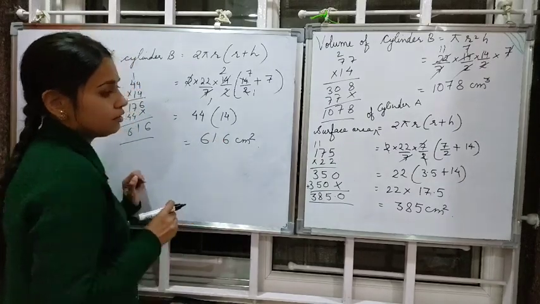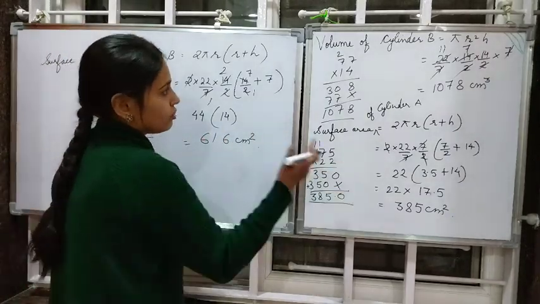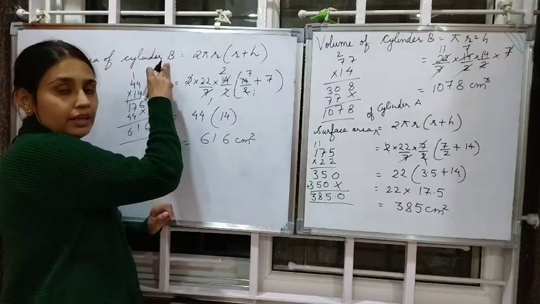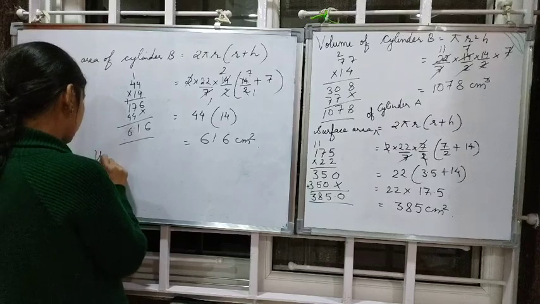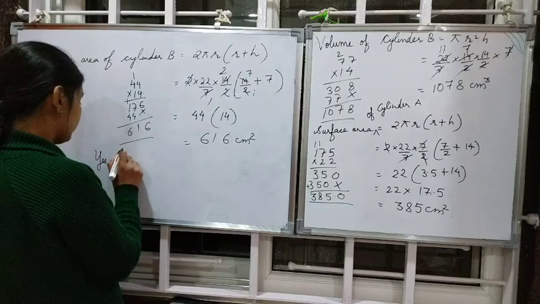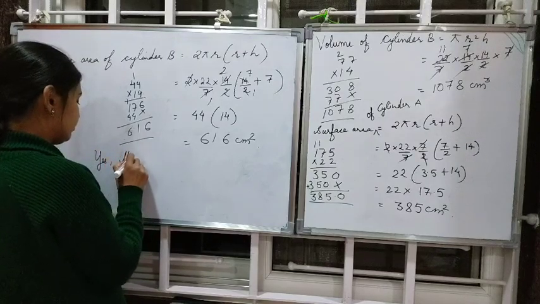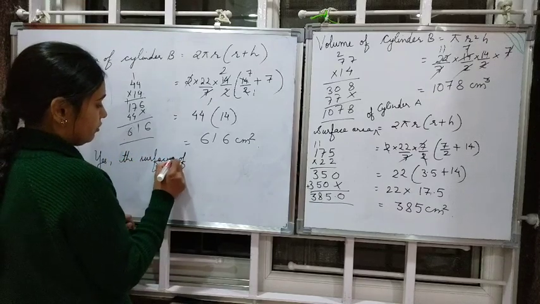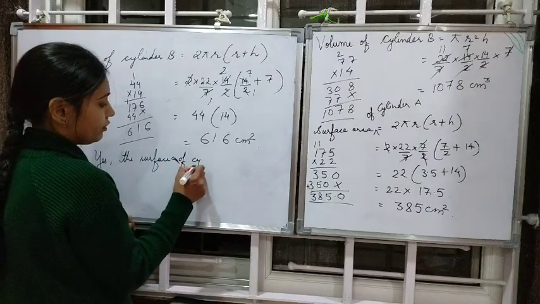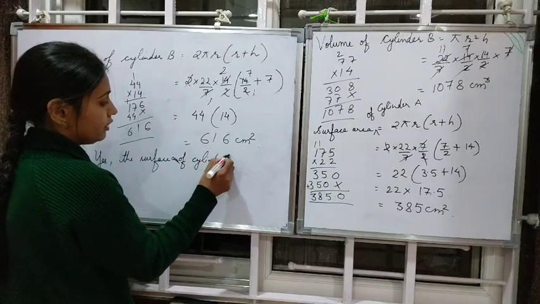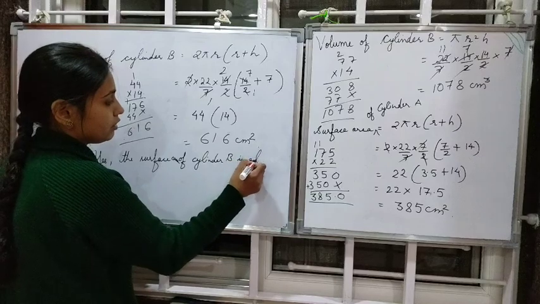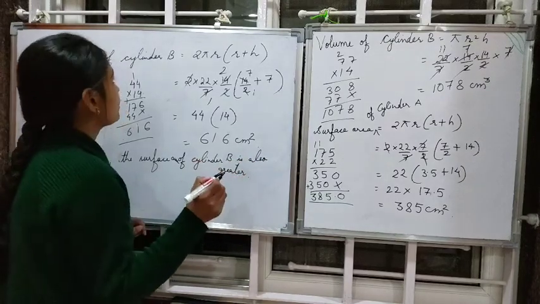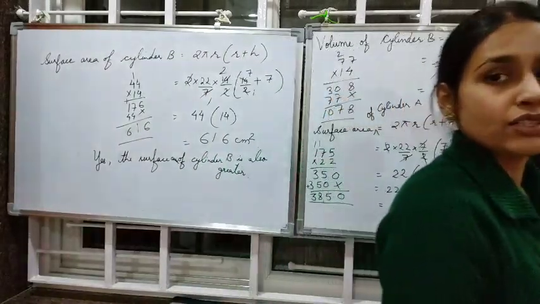So here you can see, after comparing also, the surface area of cylinder B is greater. So we can write yes, the surface area of cylinder B is also greater. So this completes your question number 2.